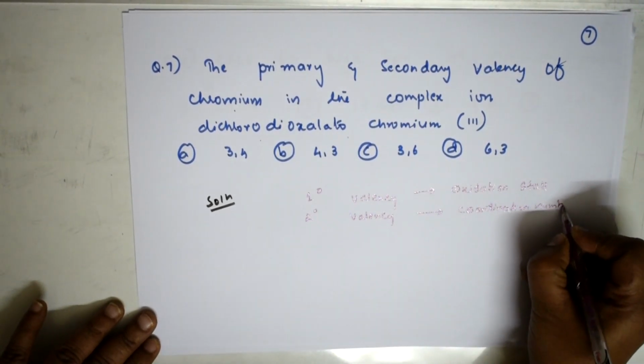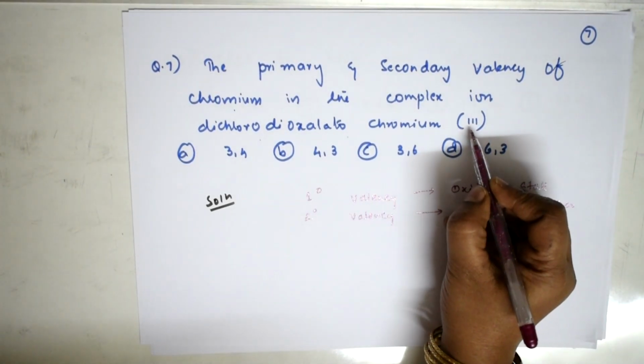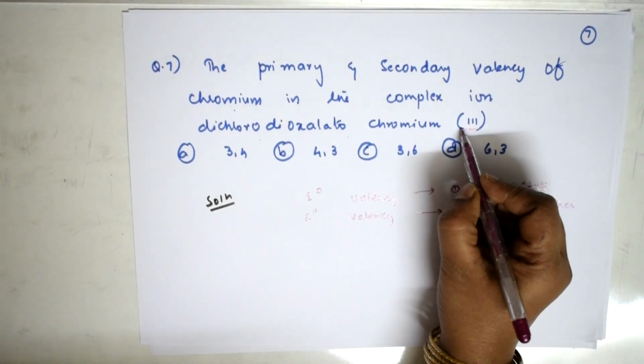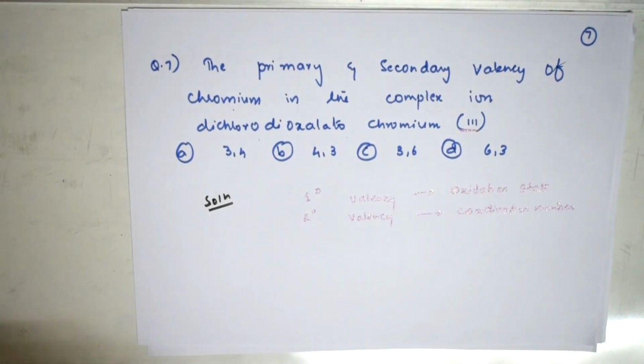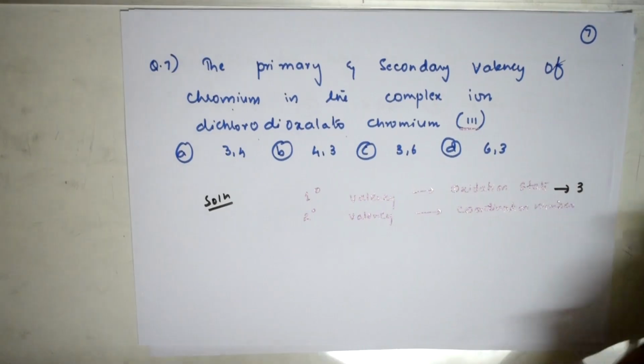Now come back to the complex. Here the one which is there outside is nothing but the oxidation state. So, what is the oxidation state here? The oxidation state is 3, correct, over.